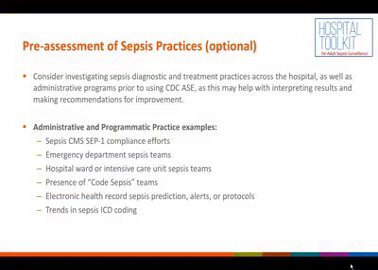We think it would generally be wise to perform a pre-assessment of sepsis diagnostic and treatment practices across the hospital prior to using the toolkit, as this will help you interpret your results and make recommendations for improvement. For example, in your administrative and programmatic practices, it may be useful to review CMS Step 1 compliance efforts, the presence of emergency department, hospital ward, or intensive care unit sepsis teams, or the presence of a code sepsis team at your facility. You may also want to review electronic health records, sepsis prediction alerts or protocols that are already in use, and any trends in sepsis ICD coding.